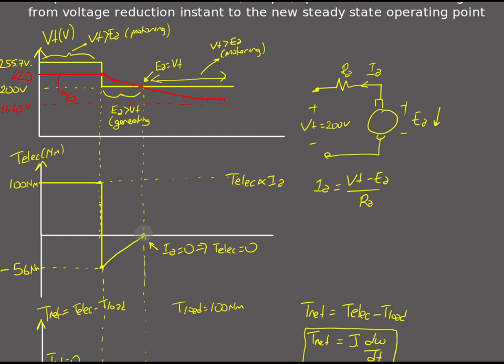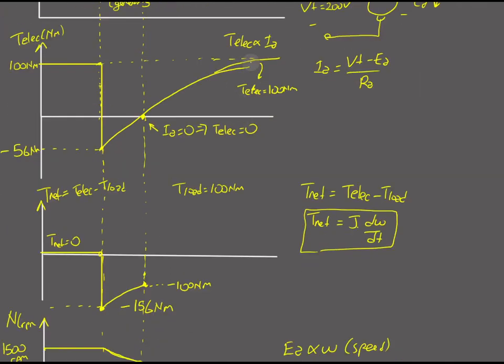So we will have more current, and more current means more torque. And at this steady state, let me draw it from scratch, it will come to the same point, right? So T electrical is parallel with IA, and here T electrical is again 100 Newton meters. And once it is 100 Newton meters, our net torque will come to zero, right?